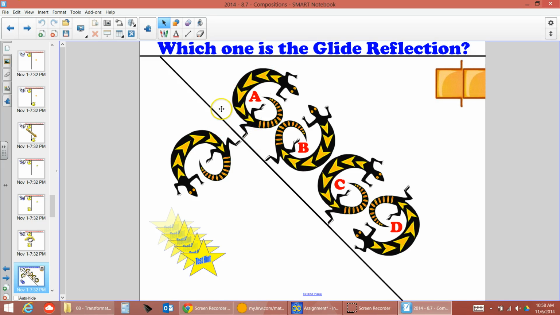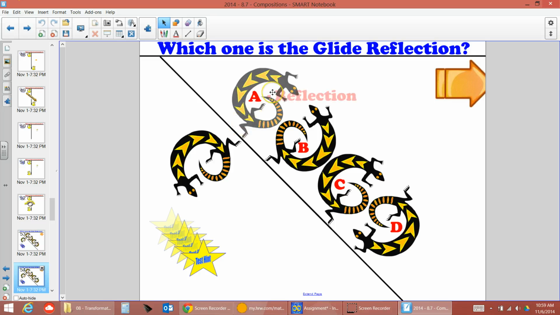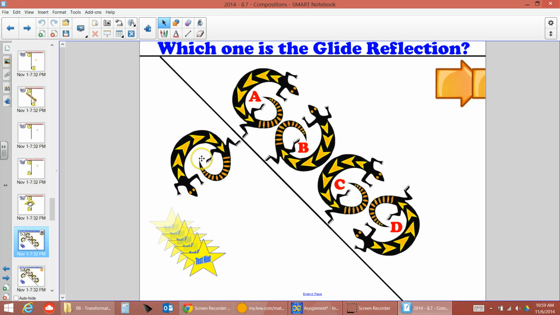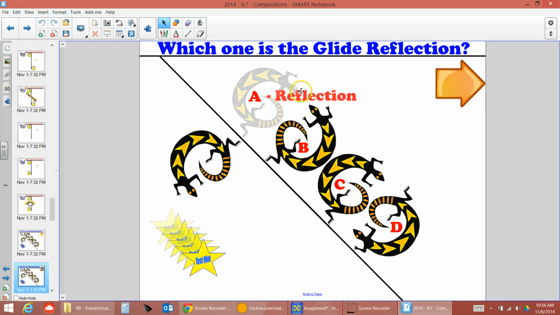Which one is the glide reflection? Okay, so this is kind of an example of a multiple choice question. Which one is the glide reflection? Well, A, I can tell that's just a reflection. Okay, but if I use A, I know that I have to reflect and then glide, or glide and then reflect. So which one is in the same position as A? It's going to help us out. But let's look at A as a reflection.